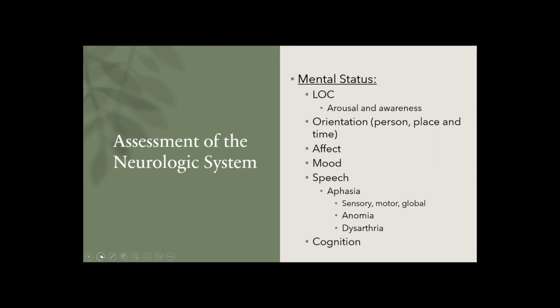Okay, the next part of the neuro assessment is going to be the mental status. Now, you all should be familiar with the mental status assessment that you went over in mental health. So some of this is similar, some of it's different, but you have a good background knowledge for that, so that should help you understand the mental status. It includes 6 different areas: the level of consciousness, their orientation, their affect, their mood, their speech, and then cognition. So we'll talk about each of those.